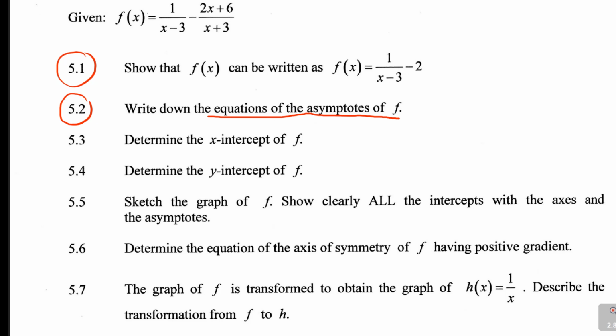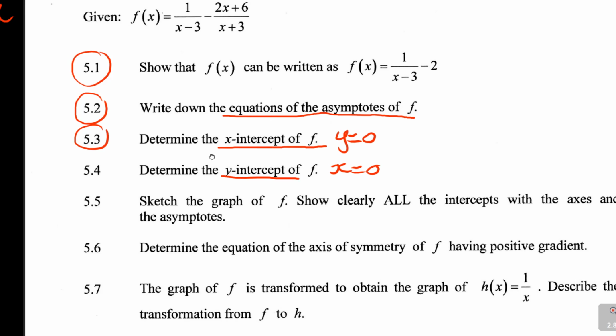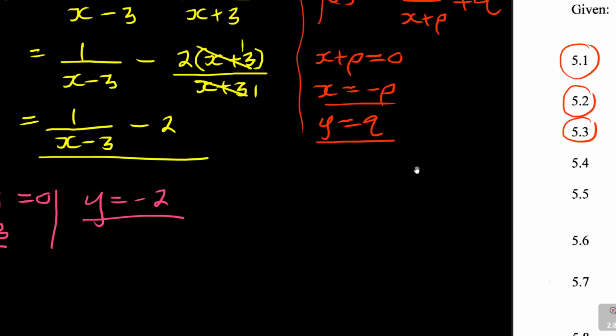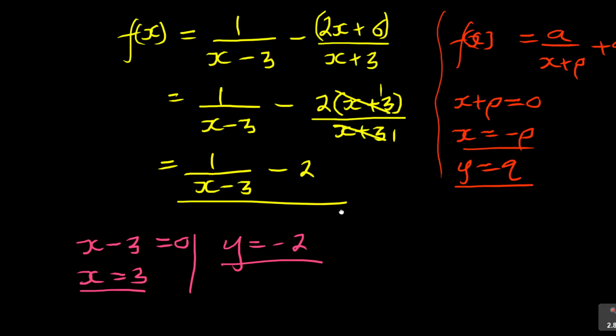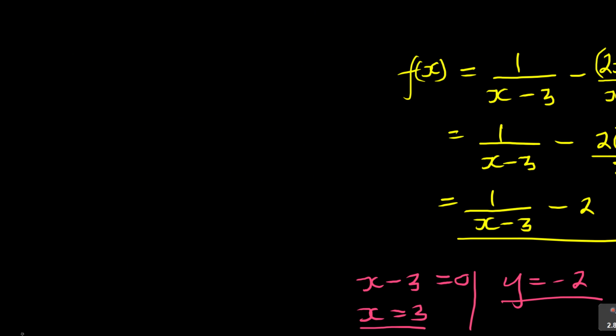And then 5.3, it says here, determine the x-intercept. So when they say x-intercept, remember x-intercept, you must know y is equal to 0. And then the second question, y-intercept, you must know x is equal to 0. So whenever they say x-intercept, y is equal to 0. So let's start with the x-intercept. That's 5.3. So if they're saying I must find the x-intercept, remember y is equal to 0.